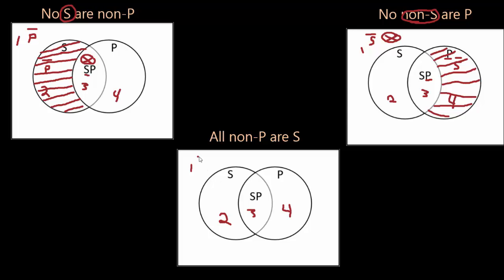All right, first we want to locate where all of our non-P's are. We have non-P's in area 1, and we have non-P's in area 2. And we're told that everything that is a non-P is an S. Well, area 2 is where we have non-P's that are S's, but area 1 is where we have non-P's that are not S's, because they're non-S's. So we have to get rid of this area.